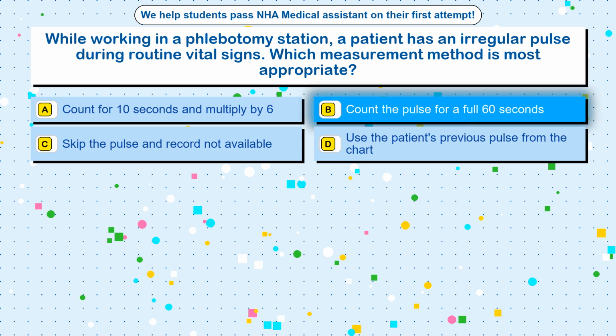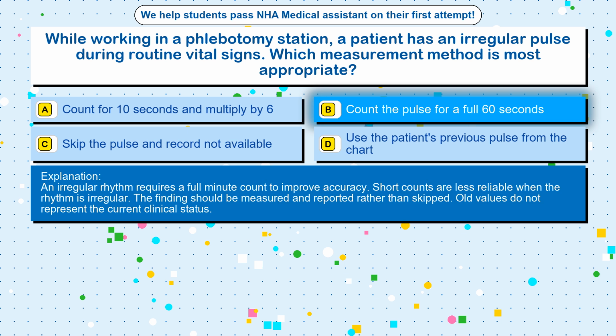The correct answer is option B, count the pulse for a full 60 seconds. An irregular rhythm requires a full minute count to improve accuracy. Short counts are less reliable when the rhythm is irregular. The findings should be measured and reported rather than skipped. Old values do not represent the current clinical status.